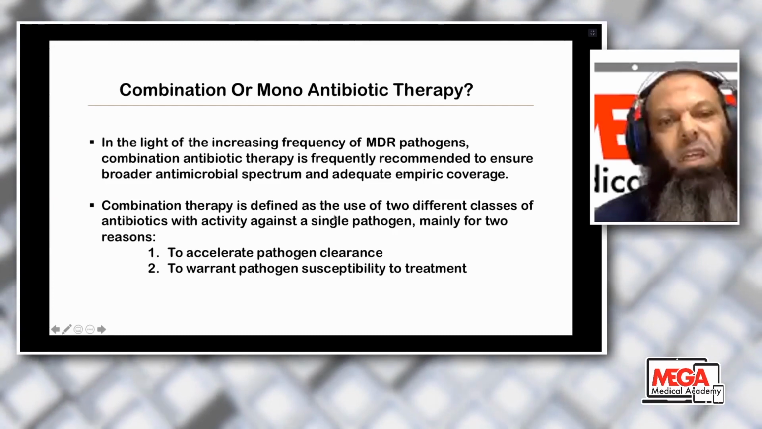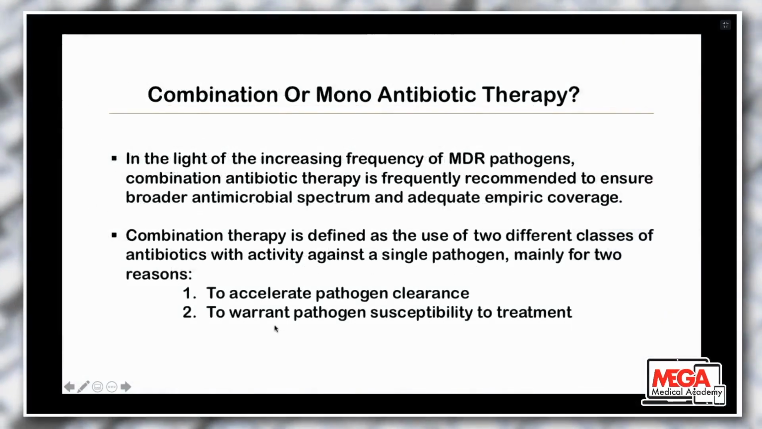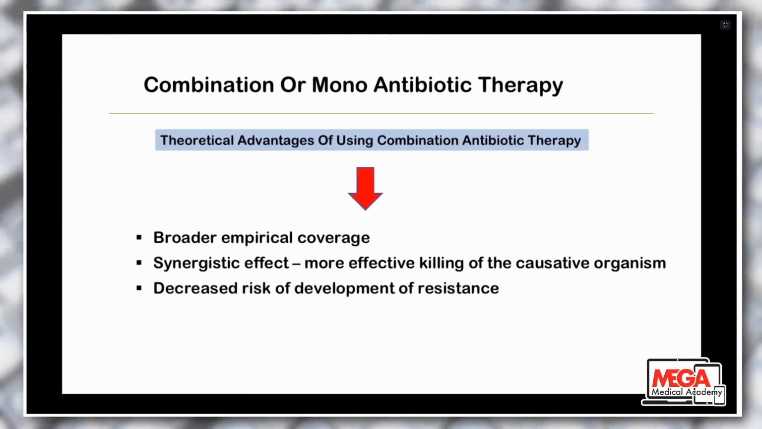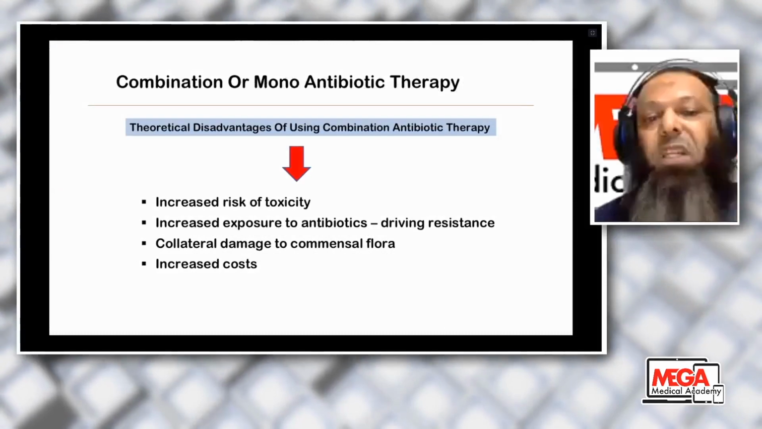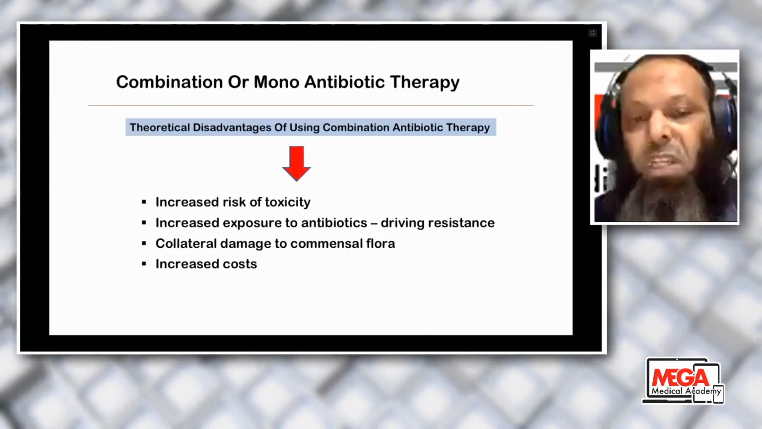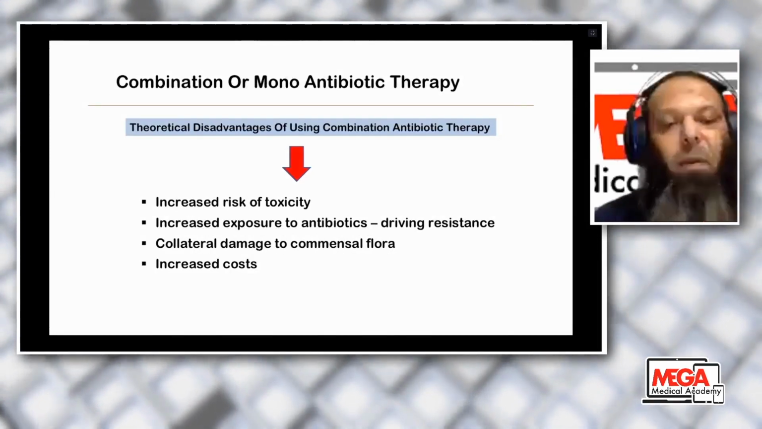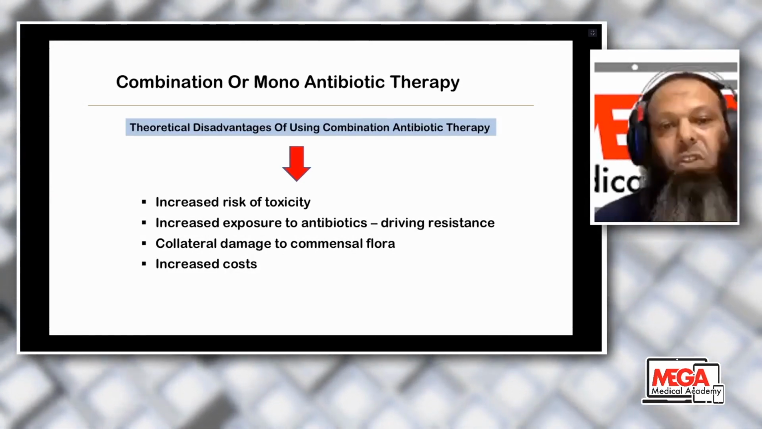I will highlight this because combination therapy is defined as use of two different classes of antibiotics with activity against a single pathogen, mainly for two reasons: to accelerate pathogen clearance and to warrant pathogen susceptibility to treatment. What is the theoretical advantage of combination therapy? Broader empirical coverage, synergistic effect, decreased risk of resistance. But what are the theoretical disadvantages? Increased risk of toxicity, renal failure or liver failure, increased exposure to antibiotics, also driving resistance, collateral damage to commensal flora, and of course, increased cost.